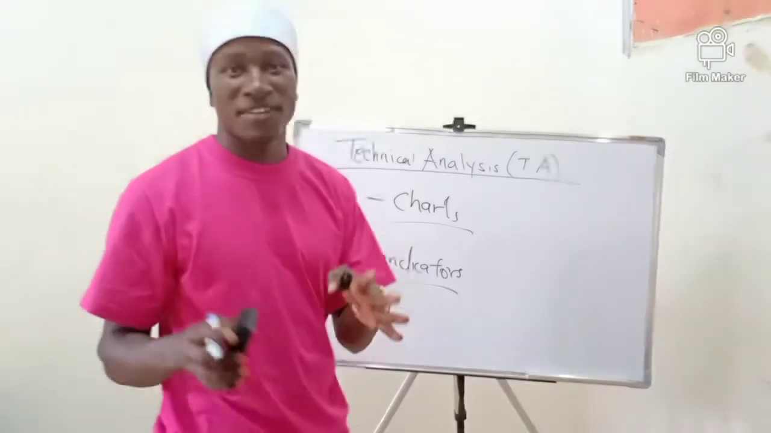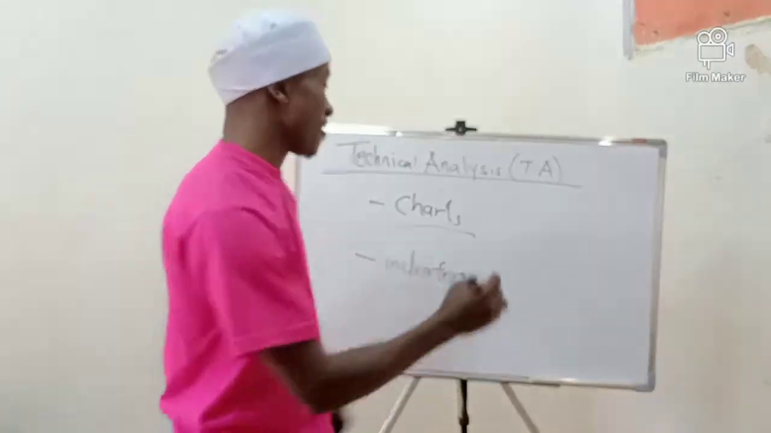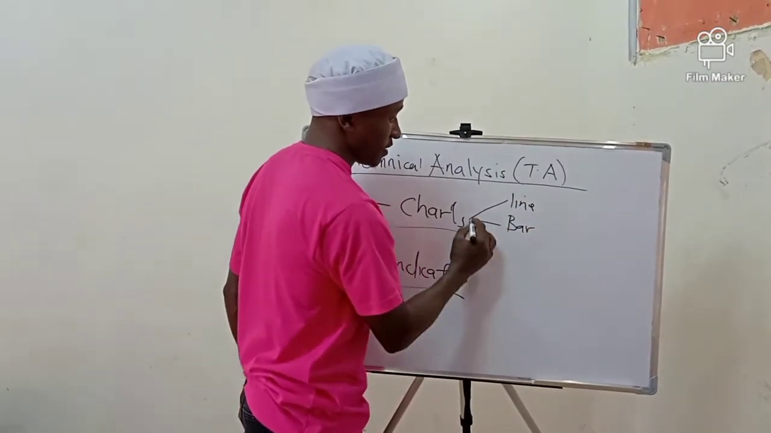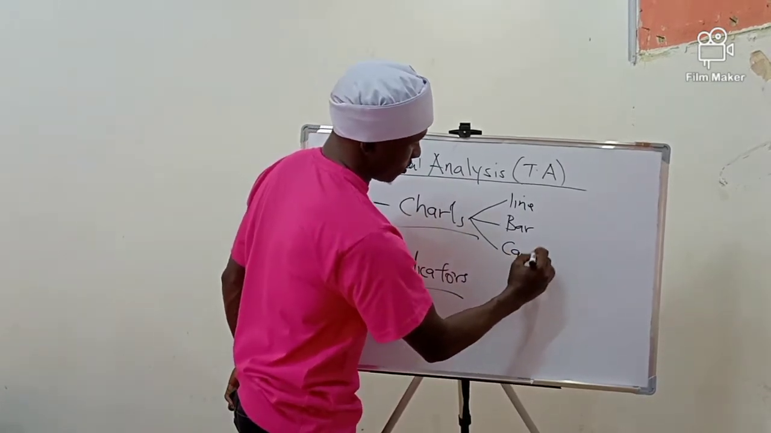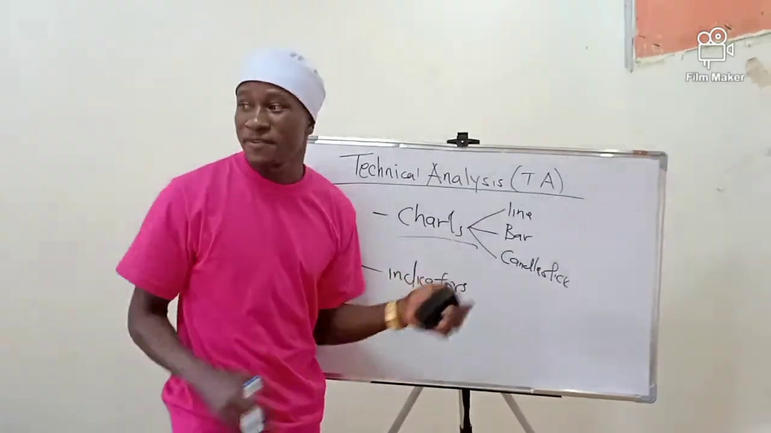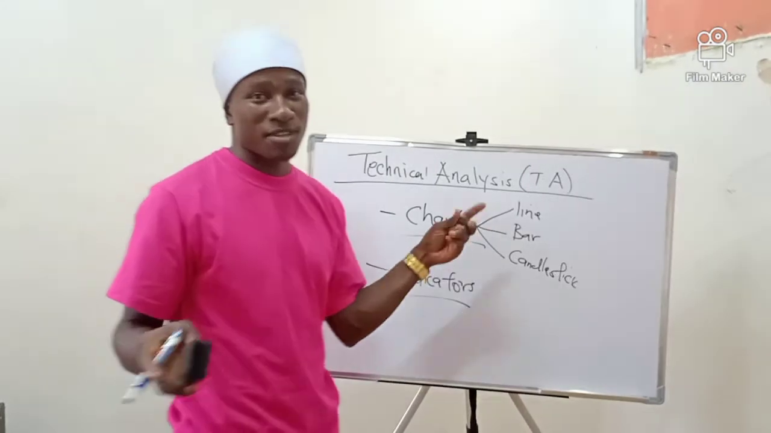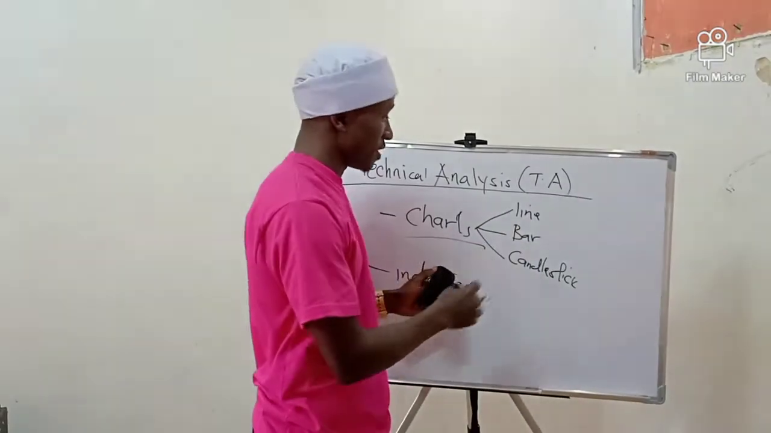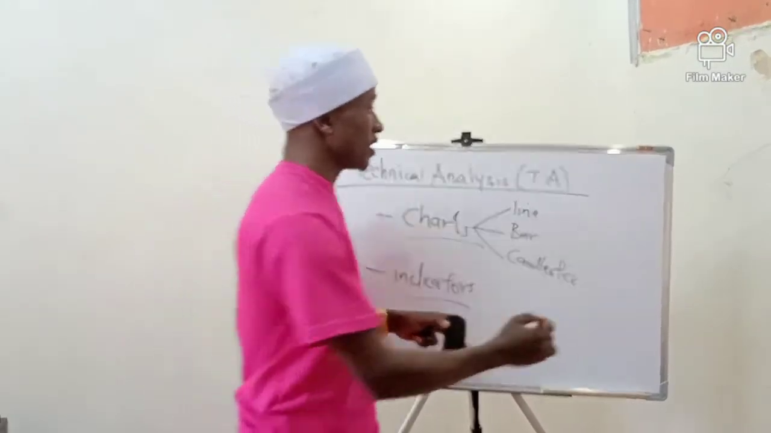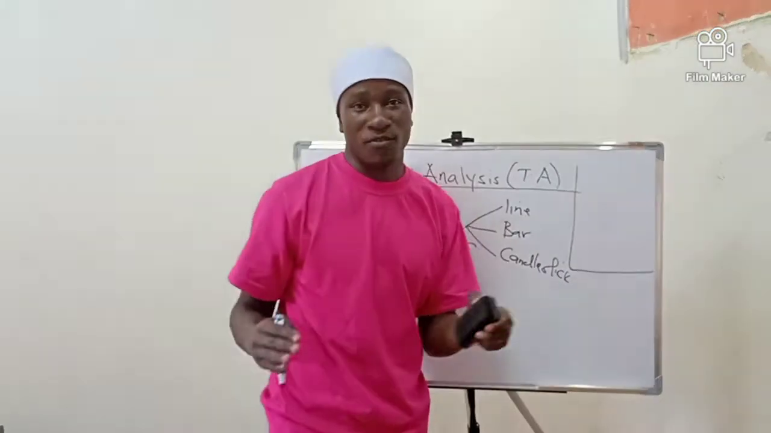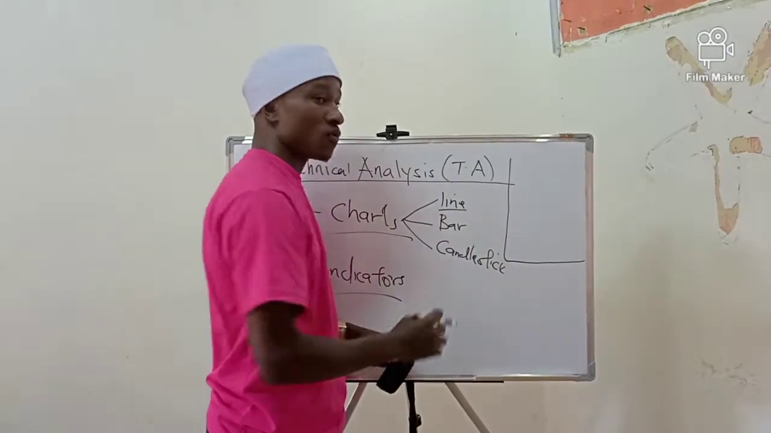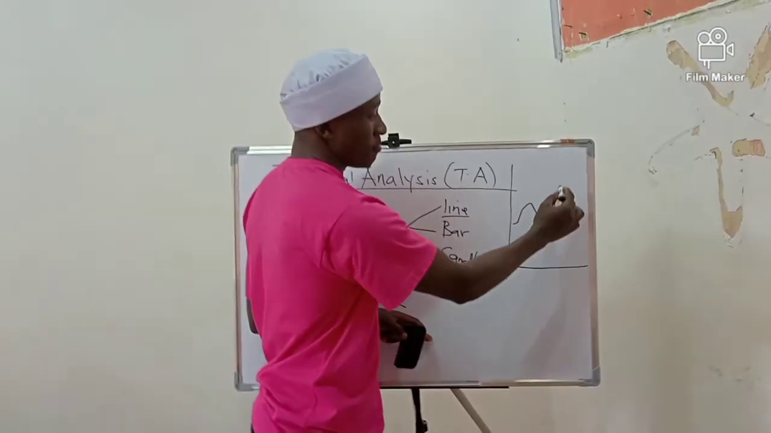So under charts, there are different types of charts. We have line charts, we have bar charts, and then we have the candlestick charts. So when we speak of the line, just from how the name suggests, you are going to find that in the forex market, any asset you trade or want to trade, there is a graph showing the movement of the price or how the prices are behaving. And in this case, a line chart is something like this.